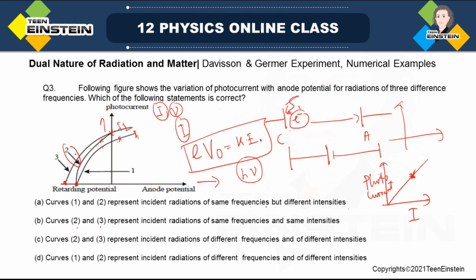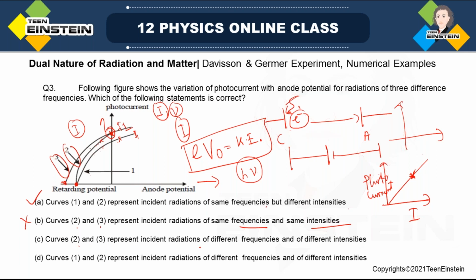So curve 2 and 3. 2 is this curve and 3 is this curve. So 2 and 3 represent that they have same frequencies and same intensities. I'm sorry, they may have the same intensity, but they don't have the same frequency. See, they have the same intensity because their current is the same here. That is true, but they have different stopping potential, so they have different frequencies. So this is not correct.